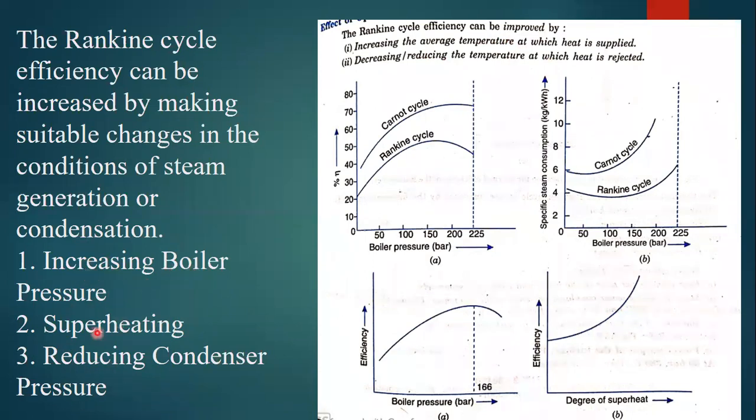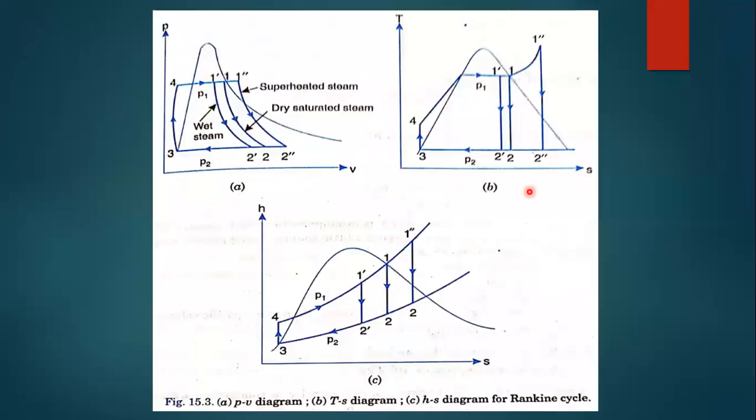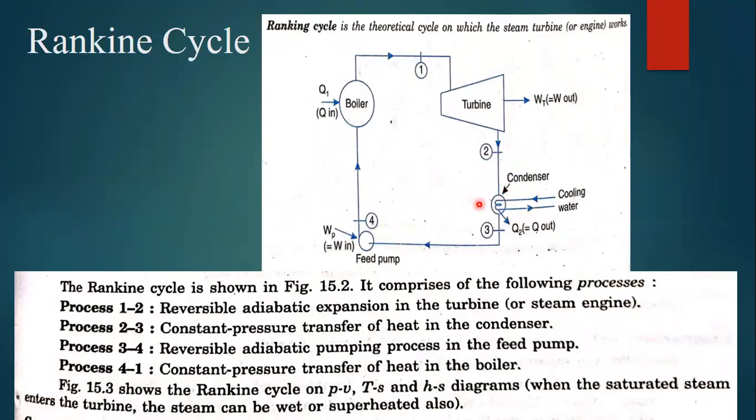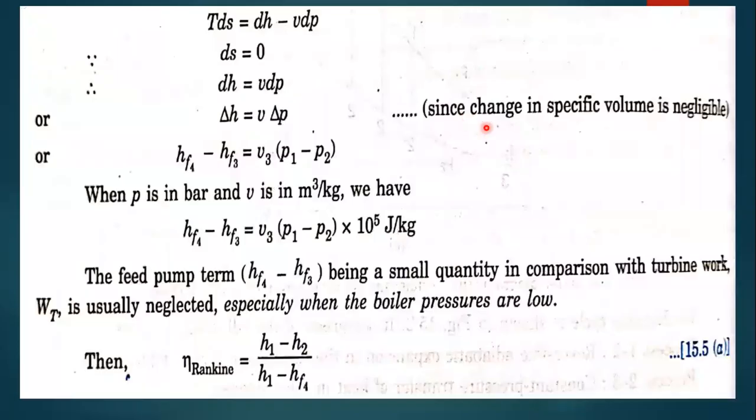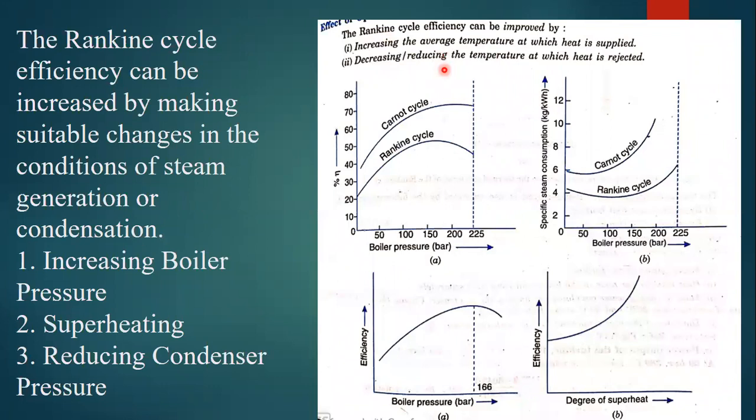By increasing boiler pressure, and by superheating, that means whatever steam we have should be superheated before sending it into the turbine. And the third one is reducing condenser pressure. Whatever the pressure at the condenser now, that has to be reduced. Once we reduce the pressure, since pressure is directly proportional to temperature, the temperature is also going to decrease, which enables this criteria to be achieved.